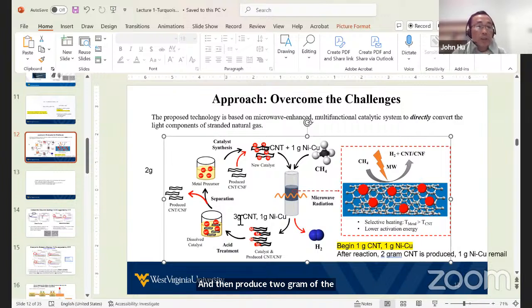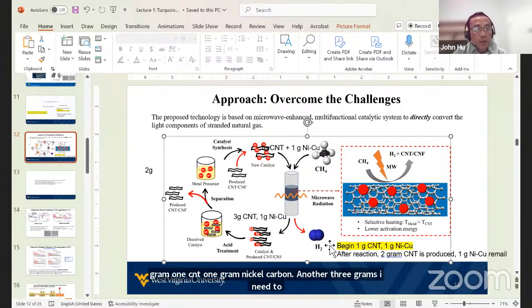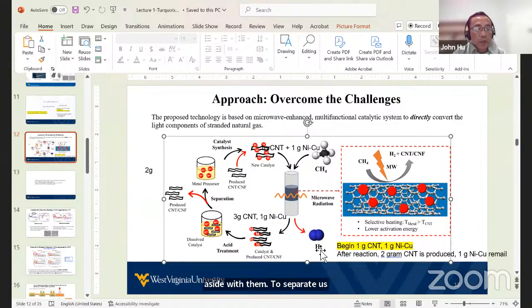Is that correct? So what does it mean? I mean this cycle has to go around. So beginning 1 gram CNT, 1 gram nickel copper. Under 3 gram, I need to separate them. To separate a solid catalyst from a solid carbon, there's a technique called acid treatment.